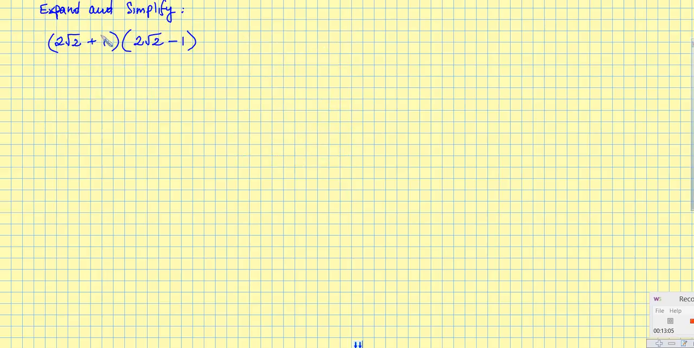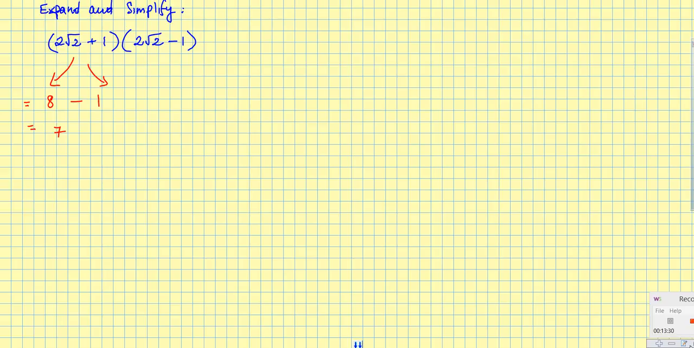We've got expand and simplify. That is, again, a difference of squares. So I'm going to square the first. And squaring the first here means that I do 2 times 2 is 4, times root 2, which goes to 2. So 4 times 2 goes to 8. And then square the last, minus 1. And therefore, my answer goes to 7.